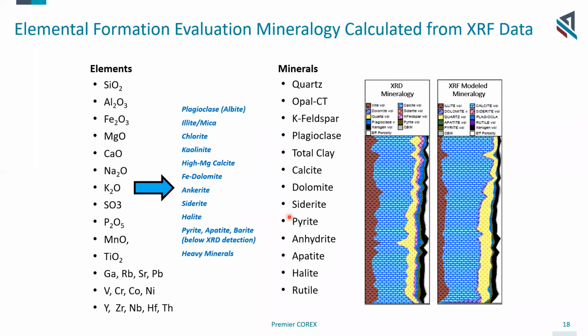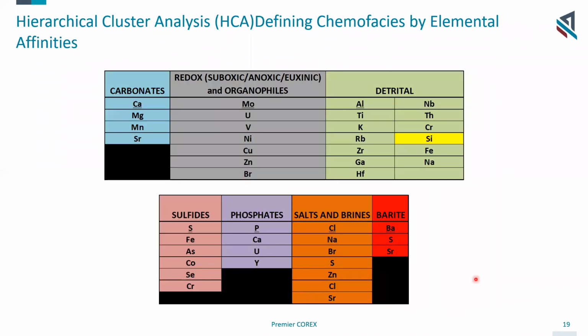So what we do is model the mineralogy using the XRF data as shown here, and then that can be calibrated against X-ray diffraction data. X-ray diffraction data gives us mineralogy as opposed to elemental values. We can compare the two, and as you can see here, there's a reasonably good match between the two. Again, other examples are available.